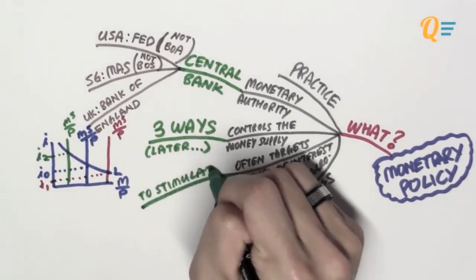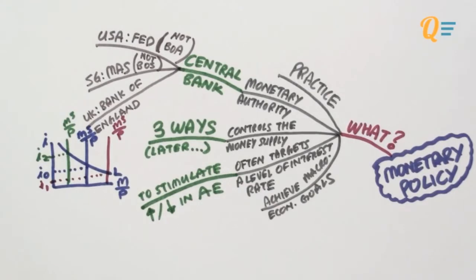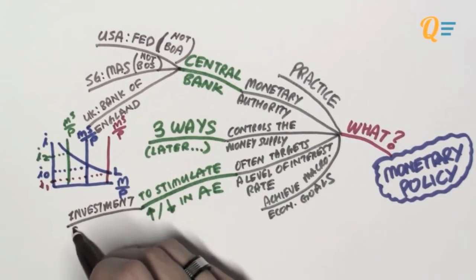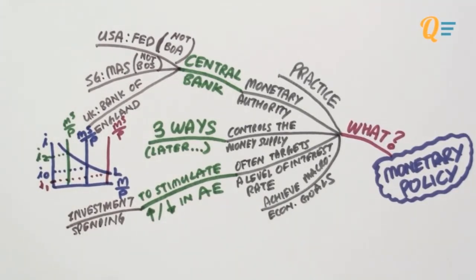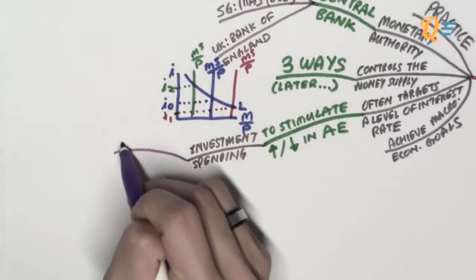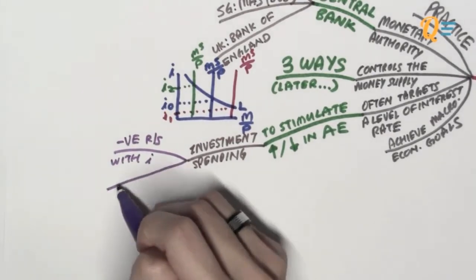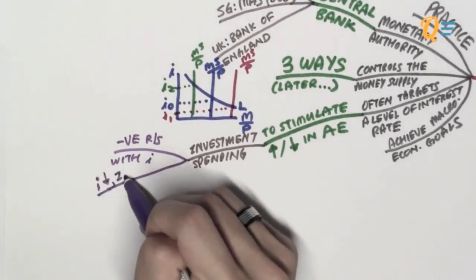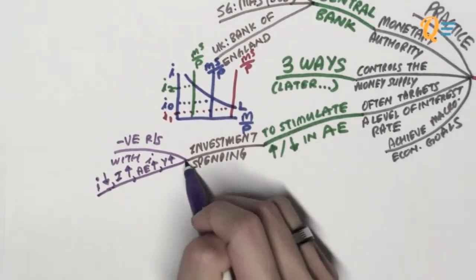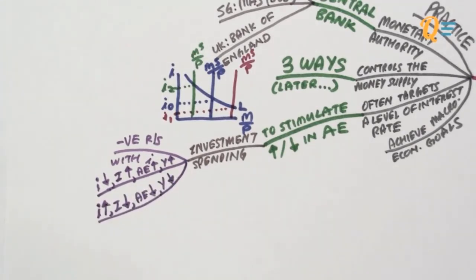Well, that is because the central bank wants to stimulate either an increase or a decrease in aggregate expenditure. And you should already know by now that interest rates would affect the amount of investment spending in an economy, and that is how the aggregate expenditure is going to be stimulated. So we know that investment spending has a negative relationship with interest rates. If the central bank somehow manages to reduce the interest rate level, this would increase investments, hence an increase in AE and output.